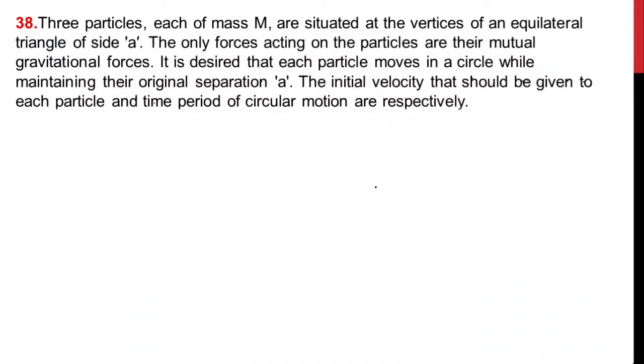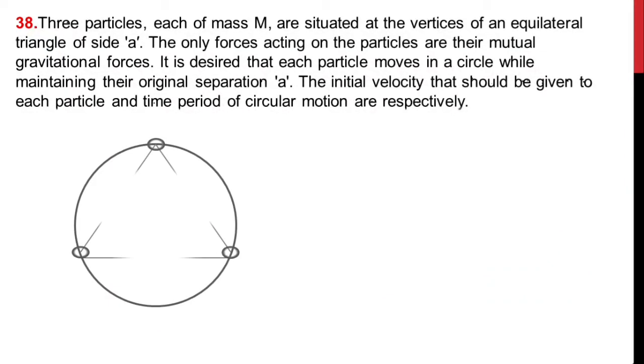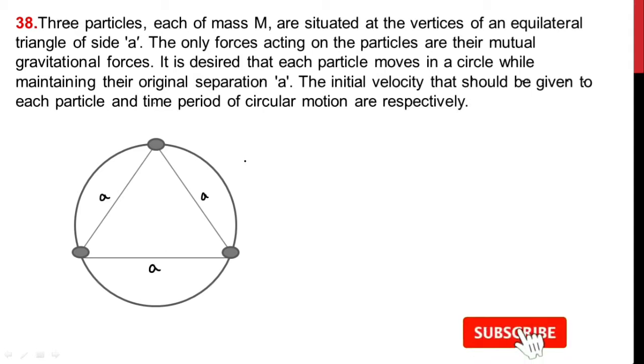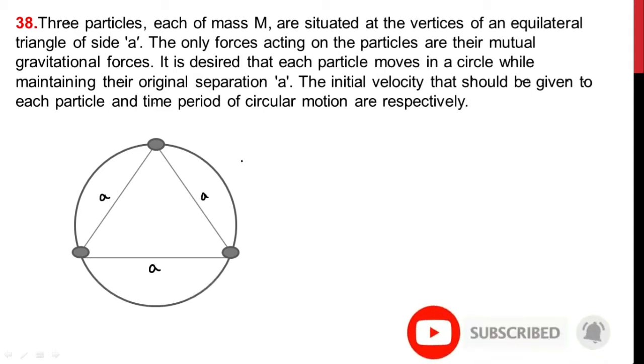Hello everyone. Three particles each of mass m are situated at the vertices of an equilateral triangle of side A. You can look at the diagram here. Each side is given as A. The only forces acting on the particle are their mutual gravitational forces. It is desired that each particle moves in a circle while maintaining their original separation A. The initial velocity that should be given to each particle and the time period of circular motion are, respectively.